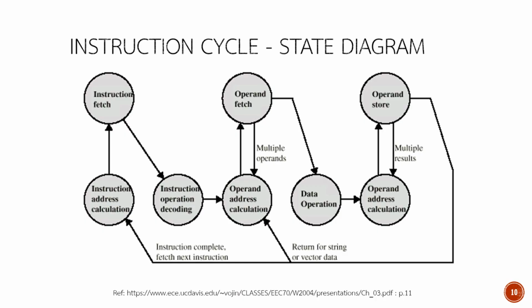Finally, on some machines, a single instruction can specify an operation to be performed on a vector, a one-dimensional array of numbers, or a string, a one-dimensional array of characters. The instruction cycle indicates this would involve repetitive operand fetch and/or store operations.